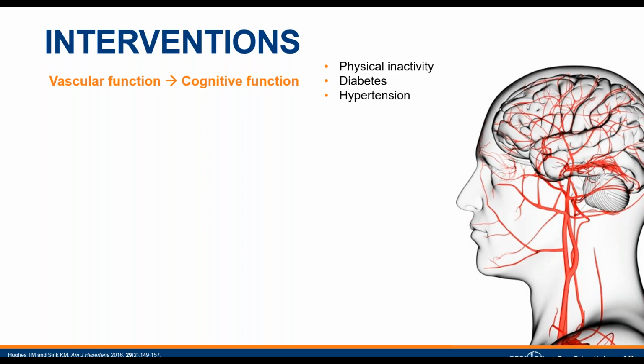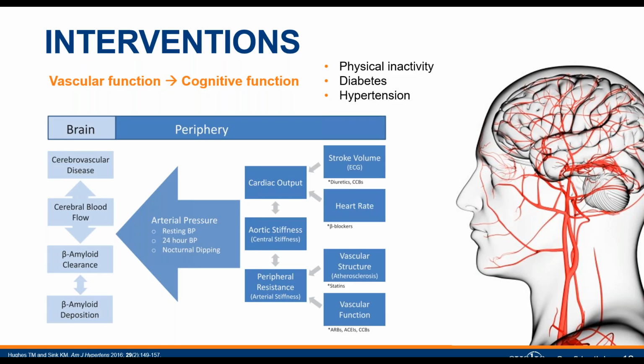So when you think about overall health, what's good for the heart is what's good for the brain. We're targeting things like physical inactivity, managing diabetes, and treating hypertension. And I love this graph because it's showing how what's going on in the periphery, specifically with blood pressure, is affecting the brain itself. So arterial blood pressure can impact, and does impact, cerebral blood flow. Of course, that makes sense. That's logical.